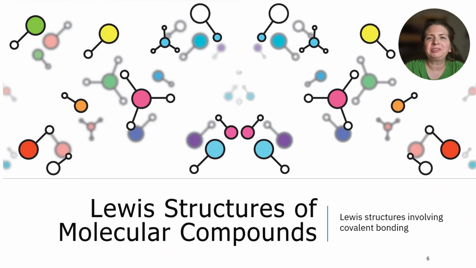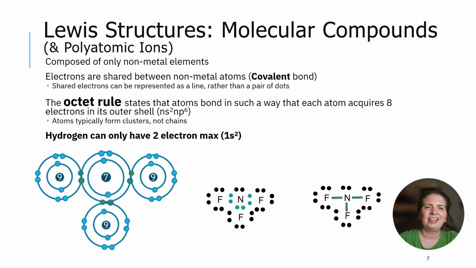In this video, we are going to learn how to draw Lewis dot structures for molecular compounds. Molecular compounds are made from only nonmetal elements. In molecular compounds, electrons are shared between nonmetal atoms, forming covalent bonds. Covalent bonds are typically represented as lines rather than pairs of dots between atoms.